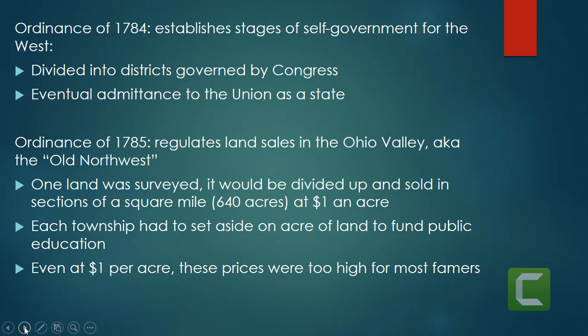And a square mile is 640 acres. And you could buy the land for $1 an acre. So it's basically trying to set up an orderly process for how those lands would be divided up and sold.